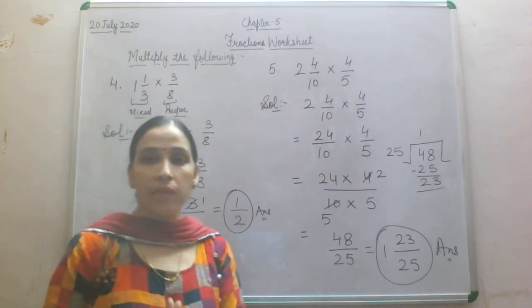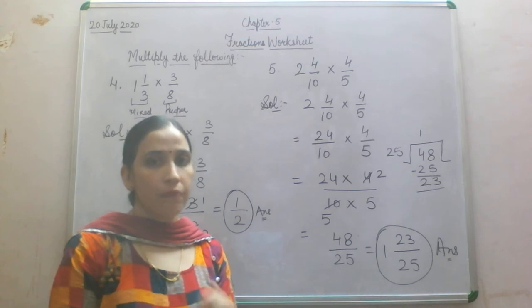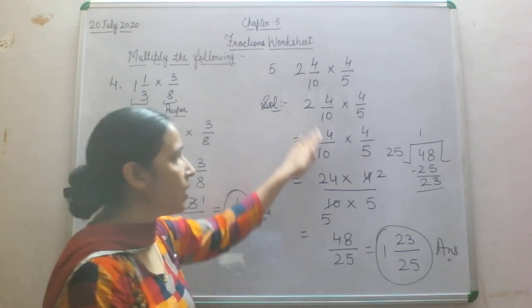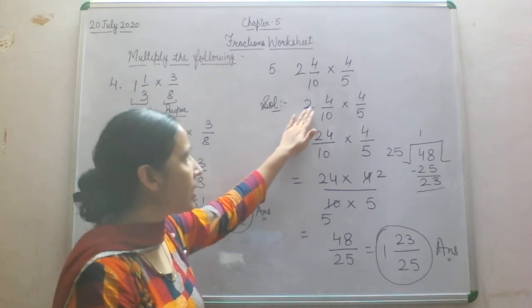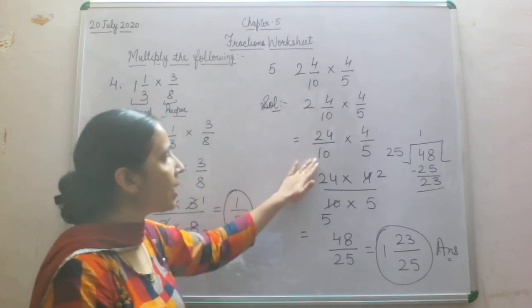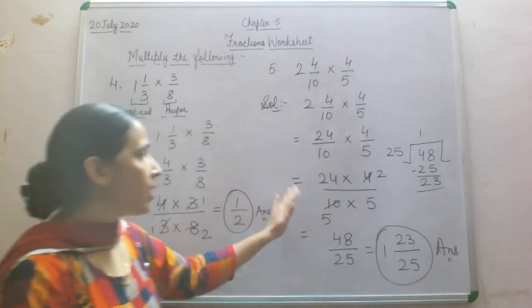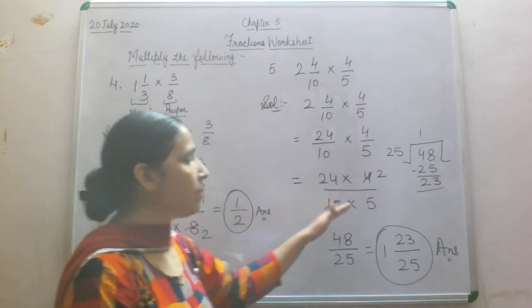You have been given a mixed fraction along with a proper fraction. So the first step is to change this mixed fraction into an improper fraction. Now 10 twos are 20 plus 4, 24 by 10, that will be multiplied by 4 by 5. Now 24 will be multiplied by 4, and 10 will be multiplied by 5.